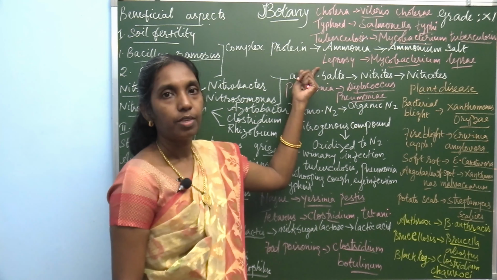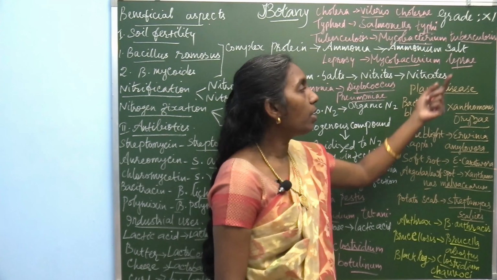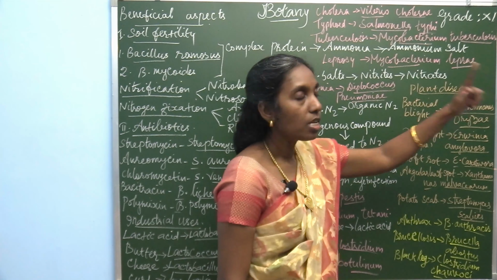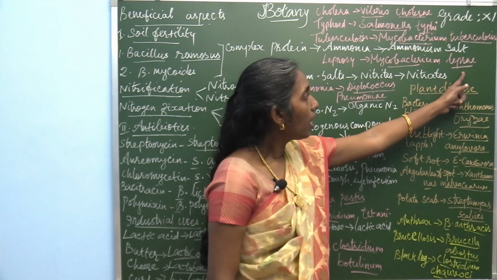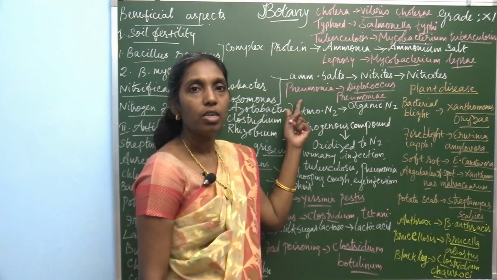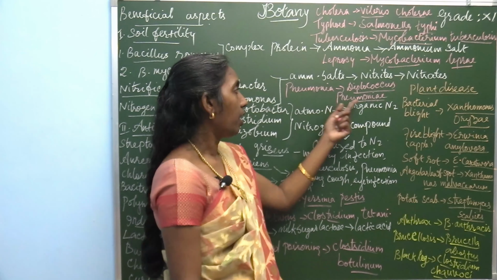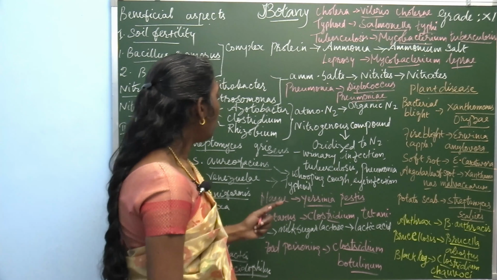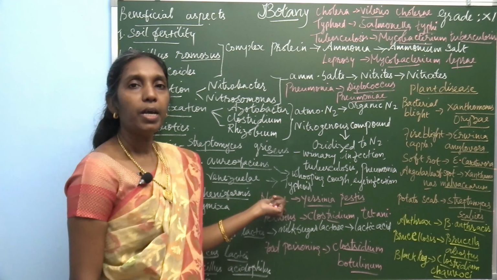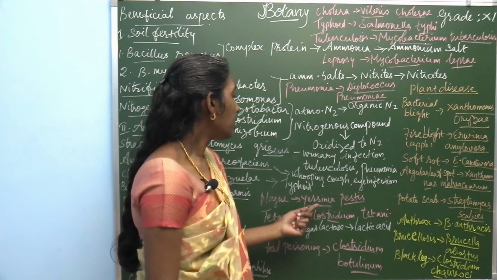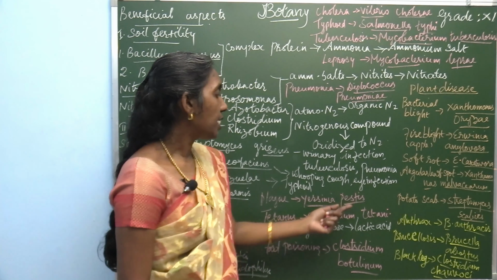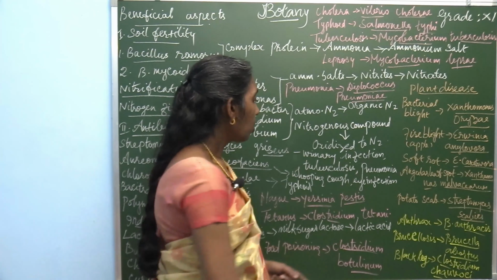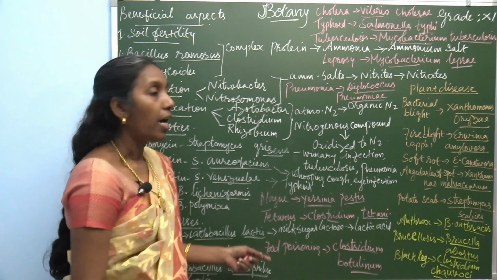Now, leprosy. Leprosy is caused by Mycobacterium leprae. Tuberculosis, Mycobacterium tuberculosis. Leprosy, Mycobacterium leprae. And pneumonia. Pneumonia is caused by Diplococcus pneumoniae. Now, plague. Plague disease is caused by Yersinia pestis. And tetanus is caused by Clostridium tetani. And food poisoning.